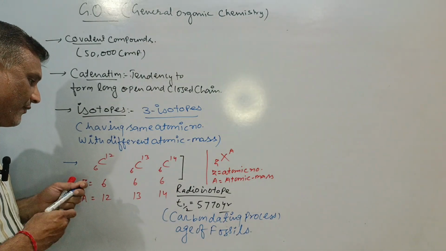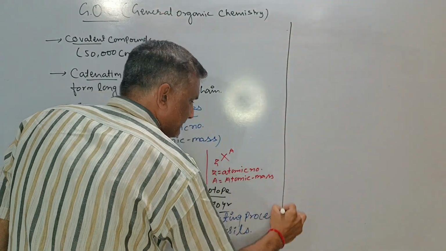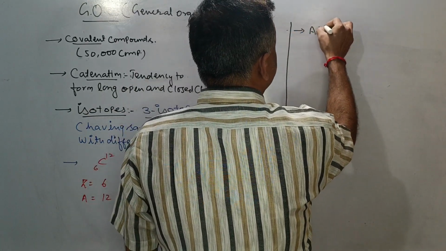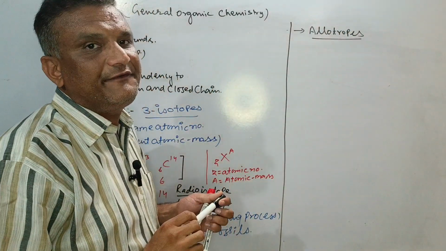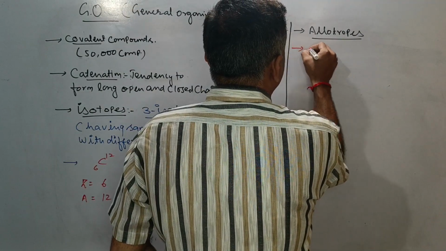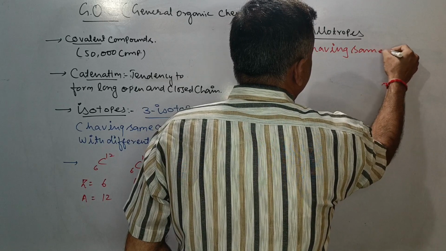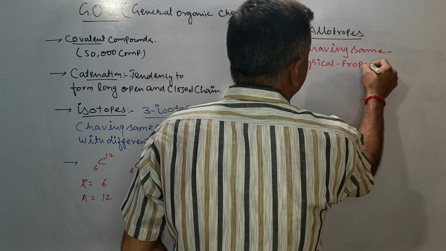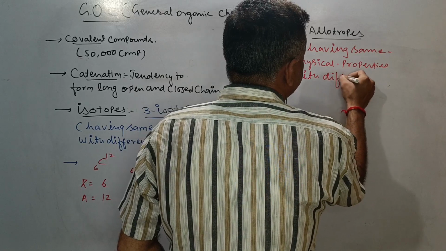Now I would like to go further. That is also important. What is that? This is, you can say, allotropes. If you go with allotropes, what is the meaning of allotrope? First of all, we have to know. So allotropes are, you can say, having the same physical properties with different chemical properties.